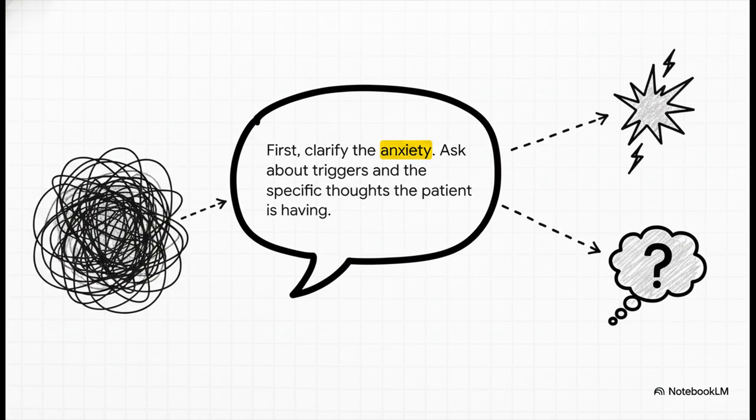Start broad. First, get the patient to describe their anxiety. Use open-ended questions like, can you tell me a bit more about this feeling of anxiety? Or what kind of things go through your mind when you feel that way? This gives you some really essential context before you start to narrow things down.